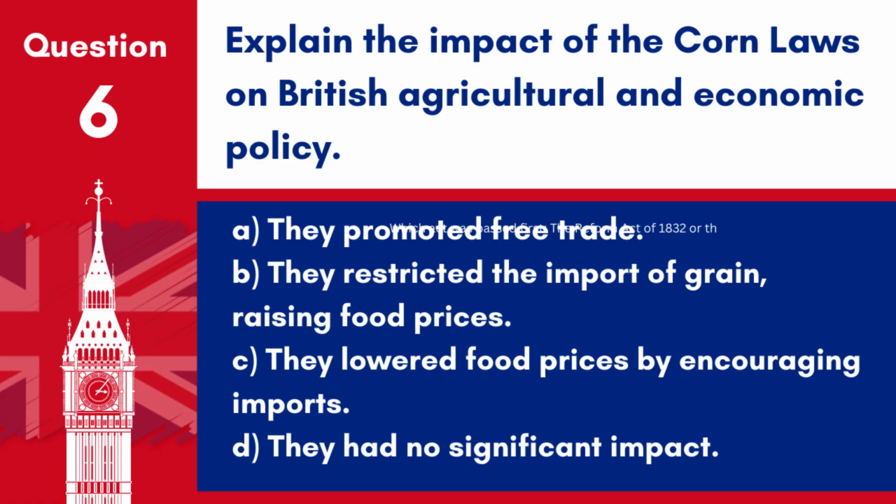Question 6. Explain the impact of the Corn Laws on British agricultural and economic policy. A. They promoted free trade. B. They restricted the import of grain, raising food prices. C. They lowered food prices by encouraging imports. D. They had no significant impact.